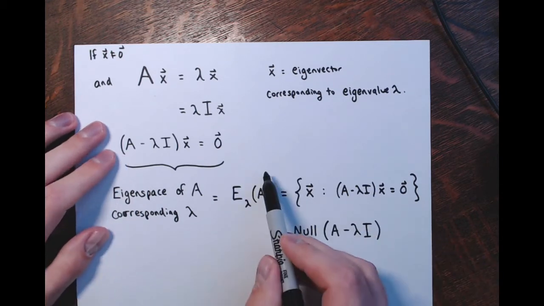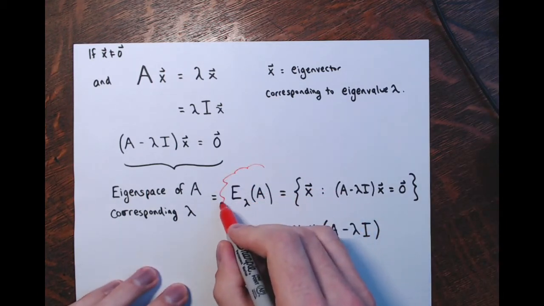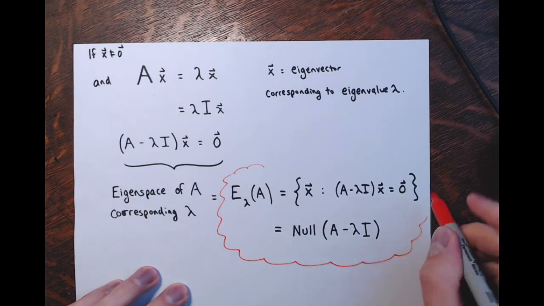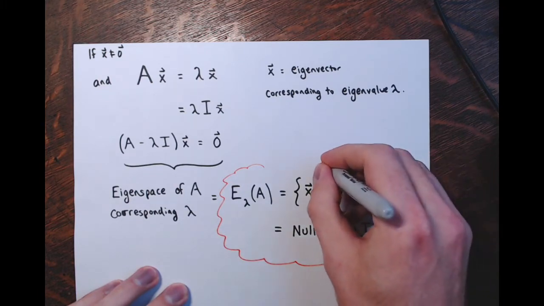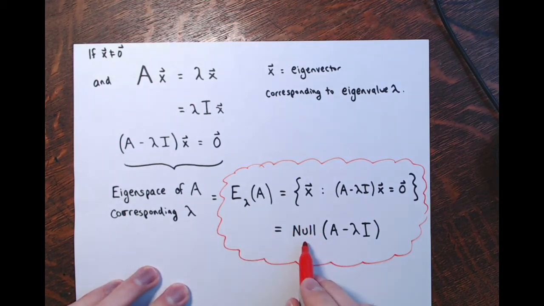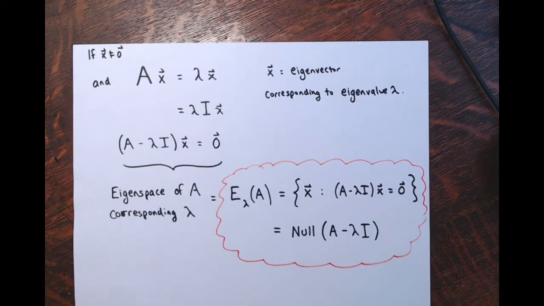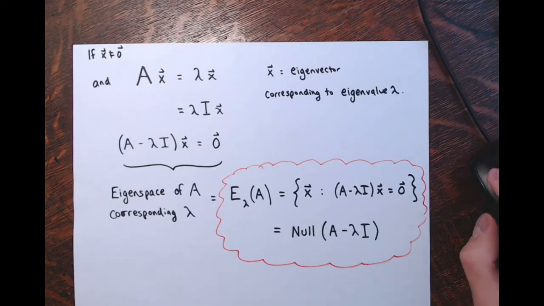So this is true for any eigenspace, right? The eigenspace of a square matrix corresponding to a specific eigenvalue lambda is just the null space of the matrix A minus lambda I. And you talked about, in chapter 7, also chapter 6, I believe, finding the null space of a matrix. Okay, so this is true.